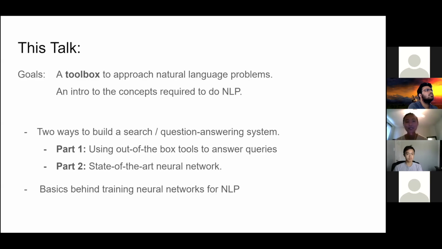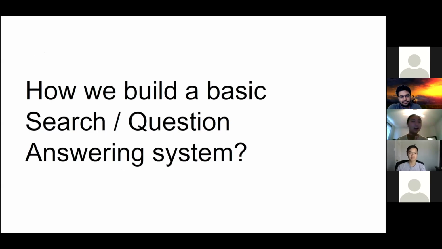So I'm going to be doing this by doing this elaborate thought exercise where we're going to try to build a search and question answering system together. Yay! Okay. So how would we go about building a basic search and QA system? So think like Google. We're going to assume that you have the web crawling part down because there's not too much NLP there. So you have a bunch of documents and you want a way to query and search and answer questions from these.